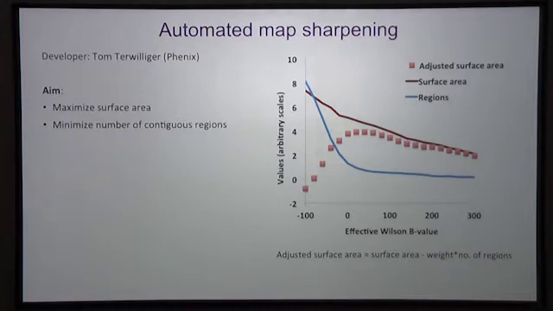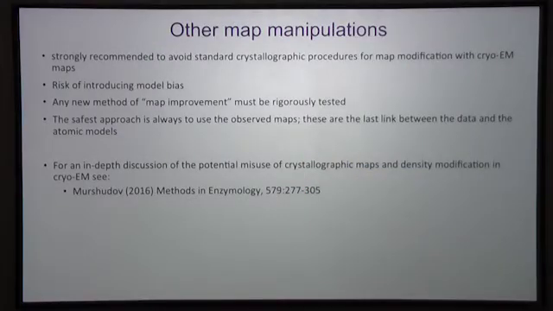But it's clear that we really need local B factors, because one B factor is not suitable for the whole map. Regions at the periphery will perhaps need more blurring than a better-defined core. Now, in X-ray crystallography, which is the historical method of structure determination, map manipulations are common.